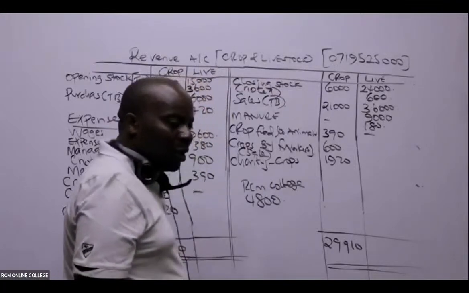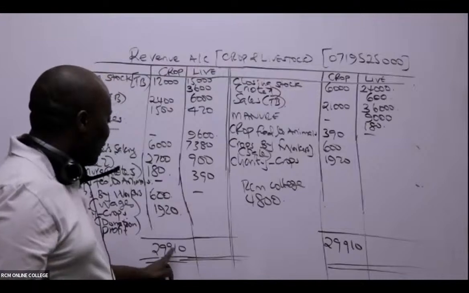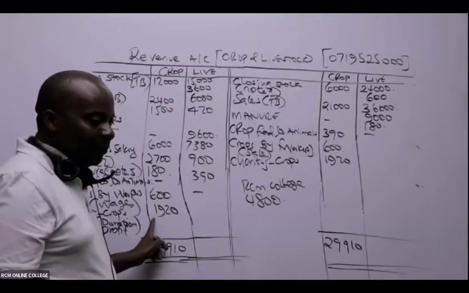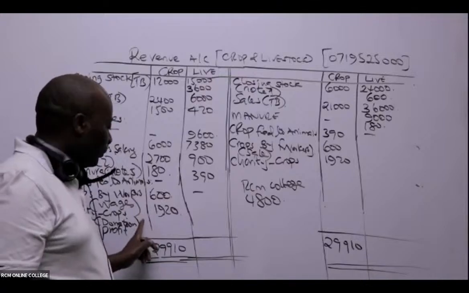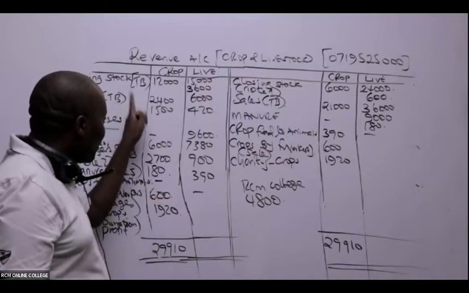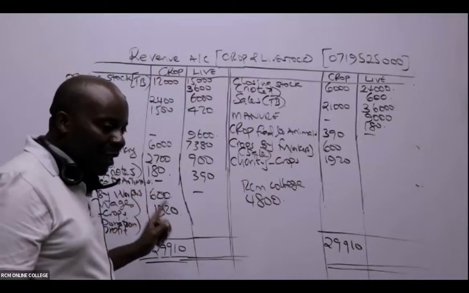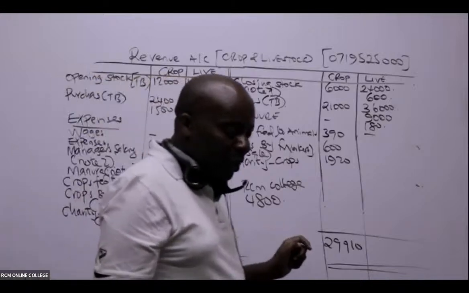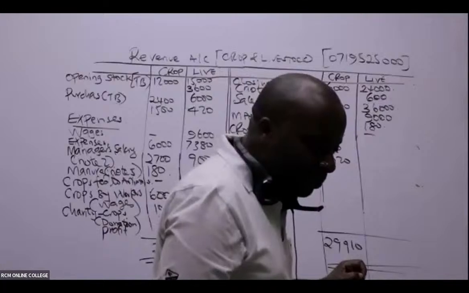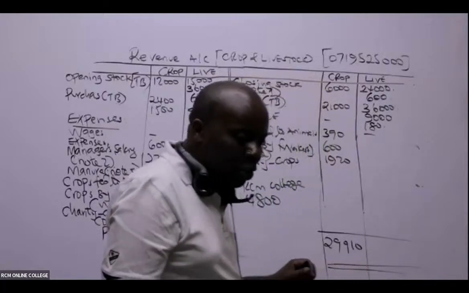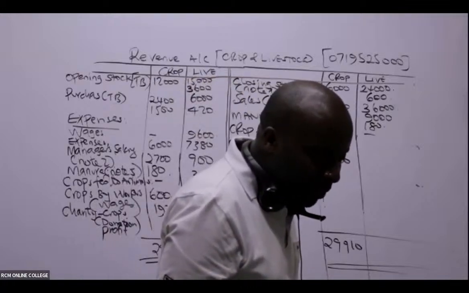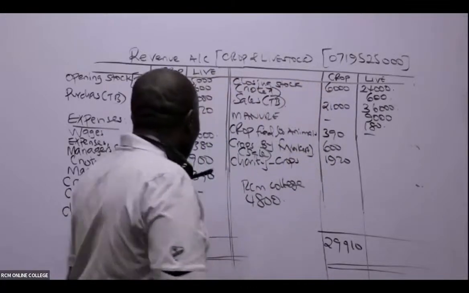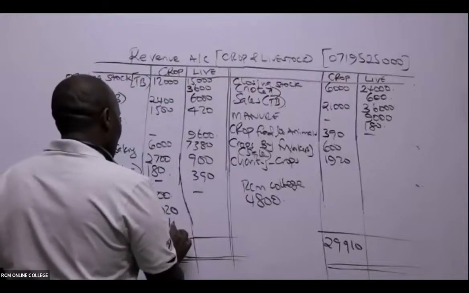Johnson Chalo. So how much is profit here for crop? How much is profit here for crop? 29,910 minus all this. Which Chalo has been able to get as 28 something? So I'm being given a figure of 1920. I'm being given a figure of what here? 1610. Figure of 1610. Thank you so much.